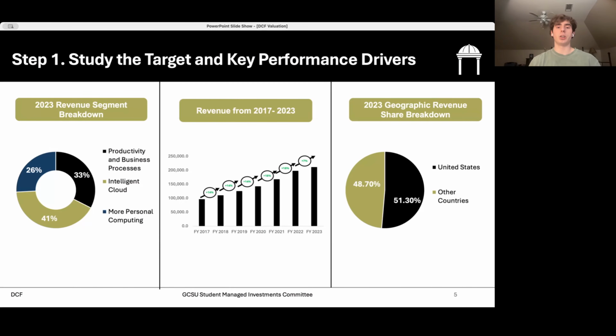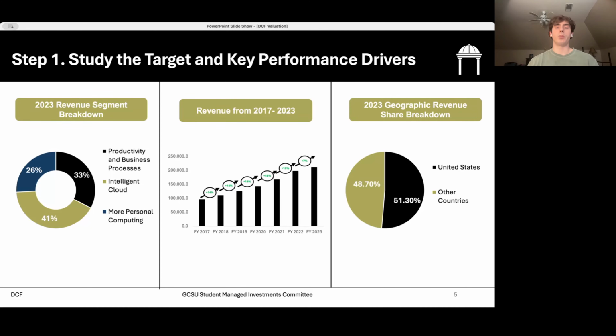Step 1 is study the target and key performance drivers. On the left portion of the screen, I have their 2023 revenue segment breakdown. I pulled this from their annual report. Microsoft has 3 different revenue segments. The first is productivity and business processes. These are their Microsoft Suite subscriptions and their LinkedIn. Then you have their intelligent cloud. These are all their cloud services. Next, you have their more personal computing. These are their gaming and hardware portion. As you can tell from the chart, they're quite diversified from all their products and services.